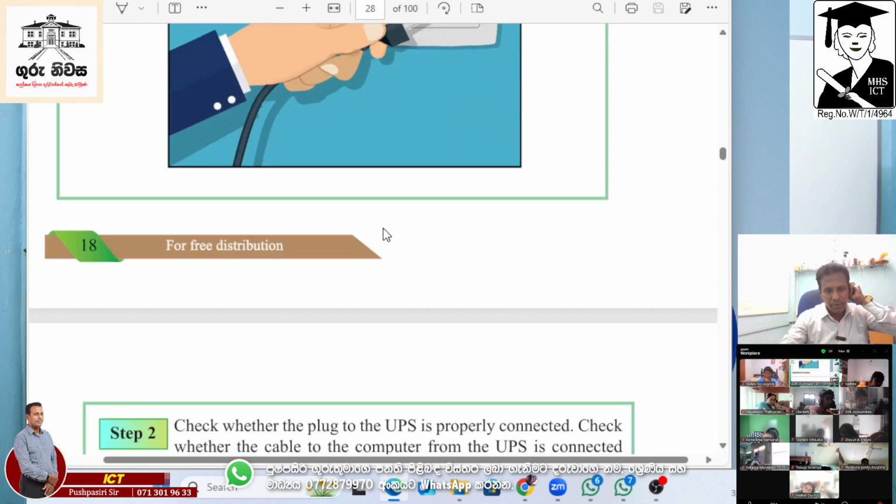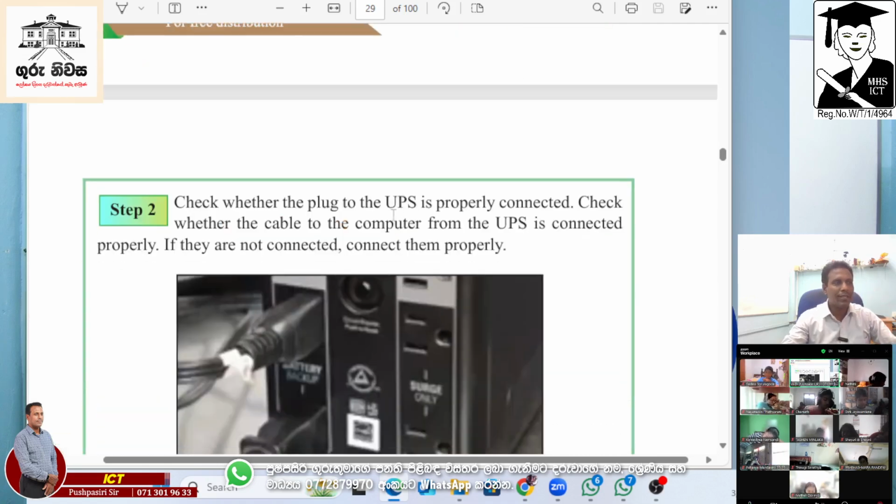Solution, point by point you can write down. Right? You have to disconnect the power from the socket. First of all, you have to disconnect the power from the socket. Okay, disconnect the power from the socket. First point.